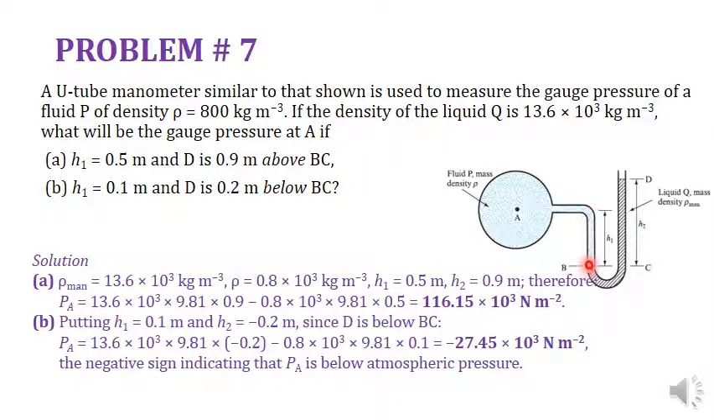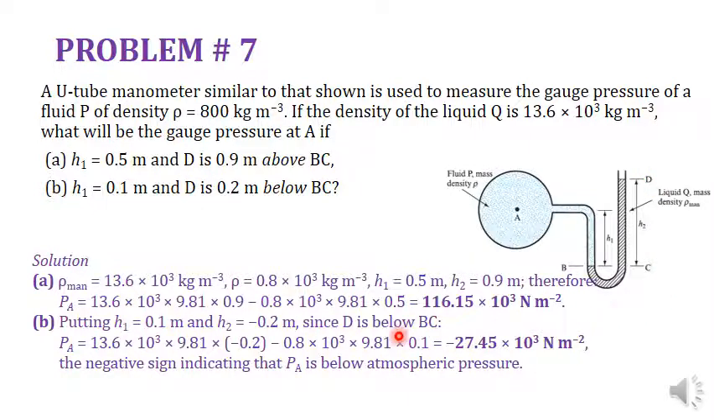It is a in this particular case. So if this is the case, then you are going to have this sign convention, and finally you are having the answer 116.15 into 10 raised to power 3 Newton per meter square. Putting h1 equal to 0.1 meter and h2 equal to minus 0.2 meters, since D is below the BC. The second case is going to give you the D that is below the point C.